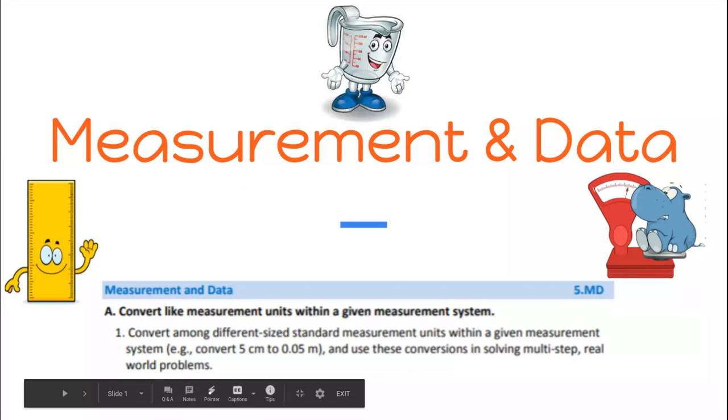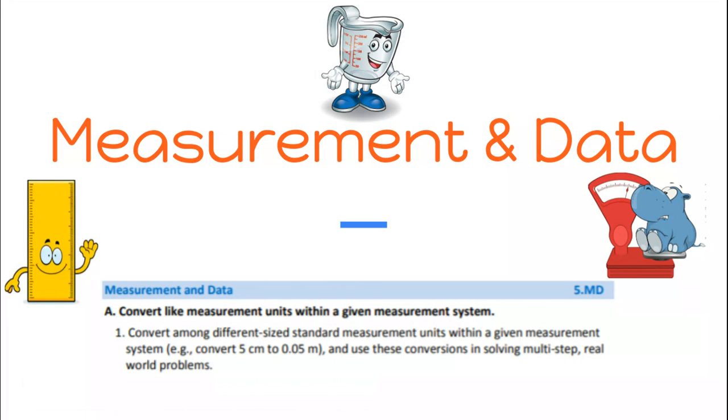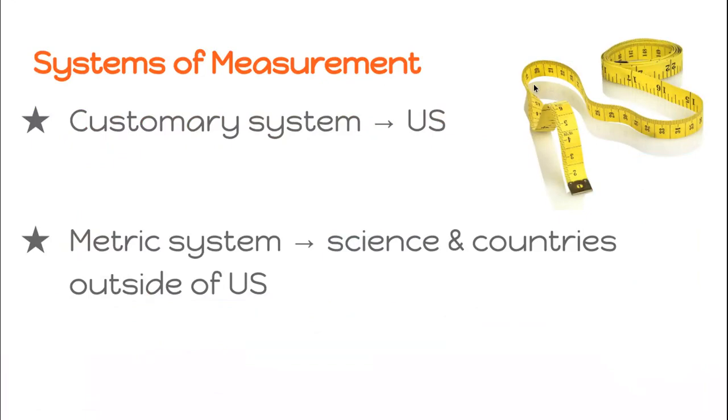Today we're going to be discussing measurement and data, and we'll be converting like measurement units within a given measurement system to solve multi-step real-world problems. We'll begin by discussing the two different systems of measurement. The first one is the customary system, and that'll be the one that we focus on this week. That's the system that we use in the United States for measurement. The metric system, which will begin next week, is used in the sciences and countries outside of the US.